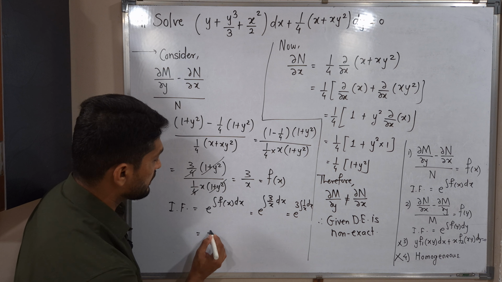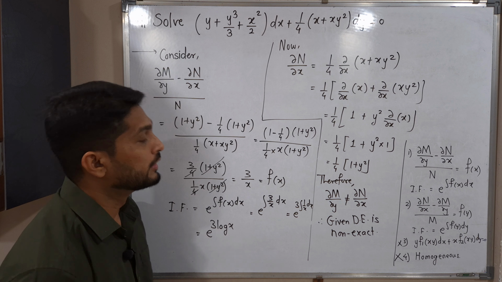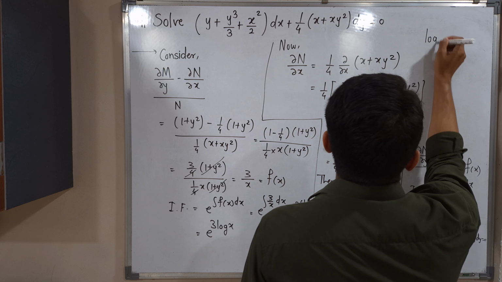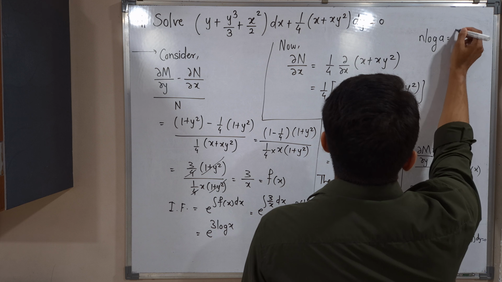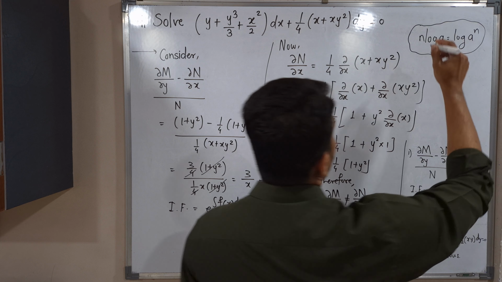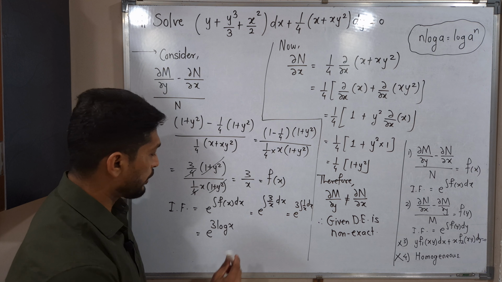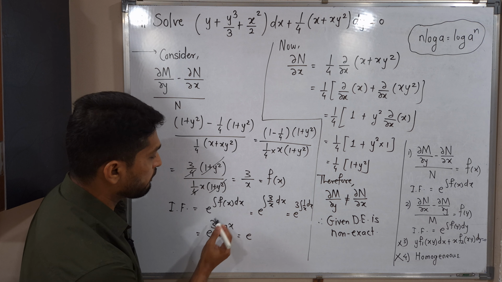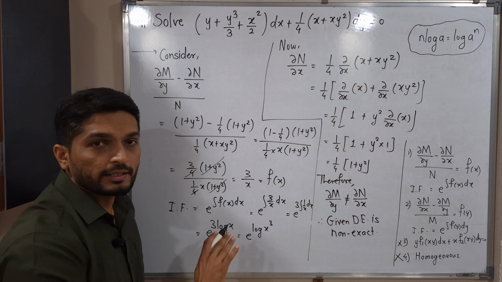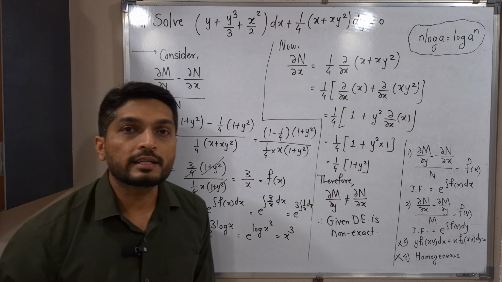Now actually I wish to cancel this e and log, but I cannot because of this 3. We need to remove this 3. So for that I am going to use this property of log: n log a is log a raised to n. I think in previous examples also we have used this property. If you have any multiple of log, you can write it as a power of a. So I can use this property. E raised to 3 log x, the 3 is a multiple of log, you can write it as a power of x. So we are getting benefit of it. E and log will get cancelled to each other and we will have simply x cube. So this is our integrating factor.